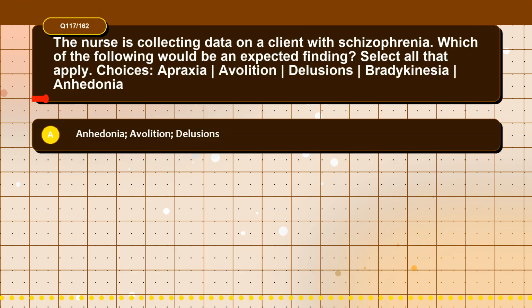Question 117. The nurse is collecting data on a client with schizophrenia. Which of the following would be an expected finding? Select all that apply. Choices: apraxia, avolition, delusions, bradykinesia, and anhedonia. Here are the options. Option A. Anhedonia, avolition, delusions.